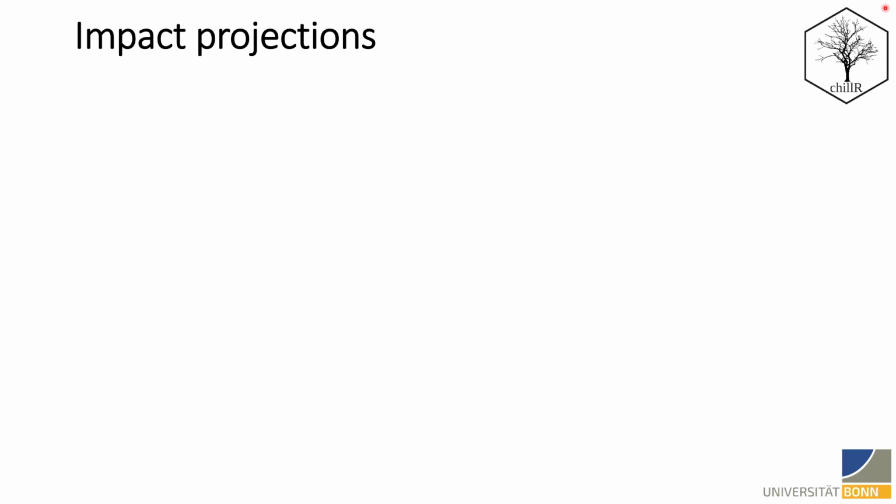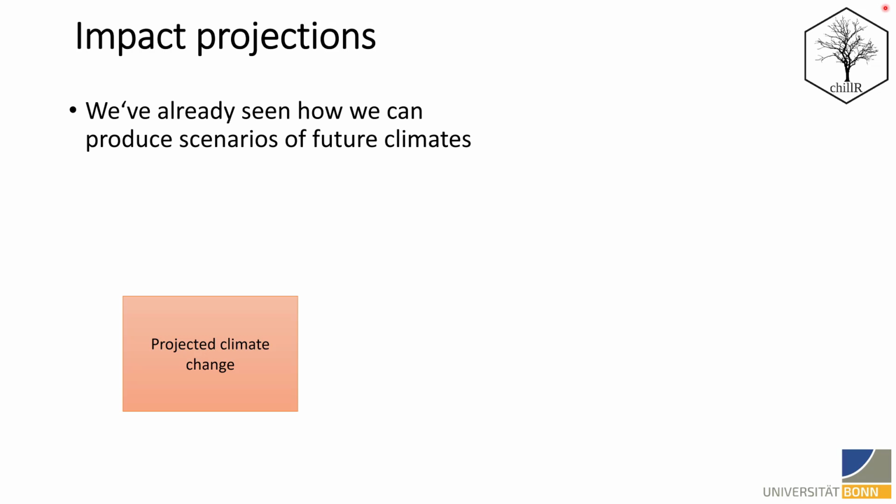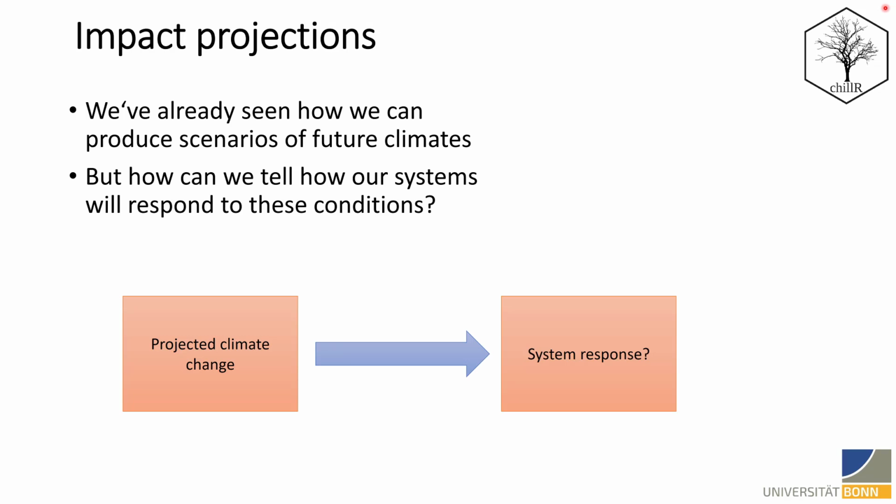Now, what are impact projections? Well, we've already seen how we can produce scenarios of future climates. That was complicated enough, but of course, this now only gives us the projected climate change or the projected climates of the future. It doesn't actually tell us how our systems will respond. So how can we tell what these responses will look like?